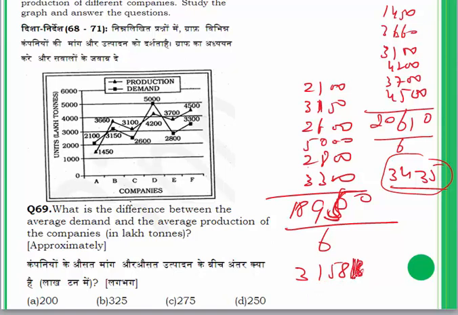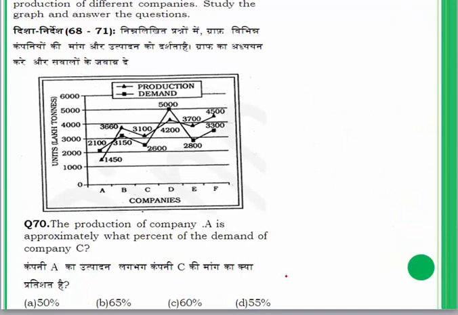You can say the average of this 3158 and we have to find the difference. Around 277 to 275 is the answer. Answer is C. You have to be a little patient in such kind of question because time is enough.